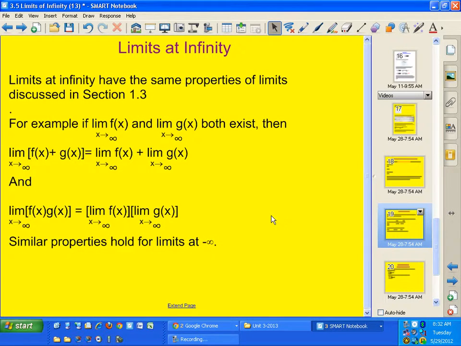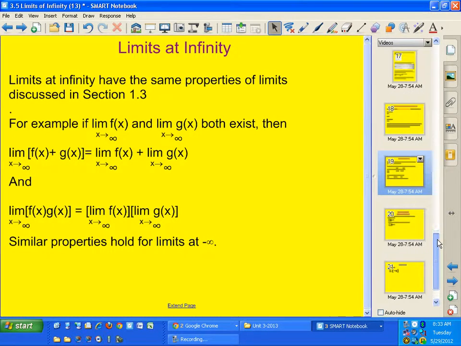When we do limits to infinity, it will still work. You can add limits together. Basically, our properties still hold. We can add them together and we can multiply them, and we can still find out what's going on with those limits, as long as f and g both exist. Just keep track of these things. These are things that we will be using in this section, so make sure you get these down.